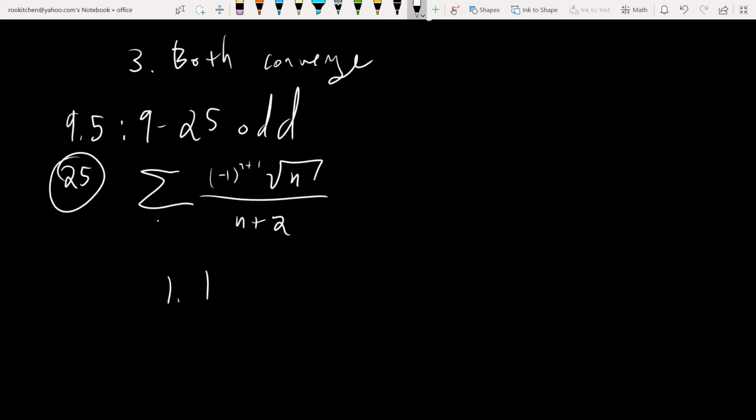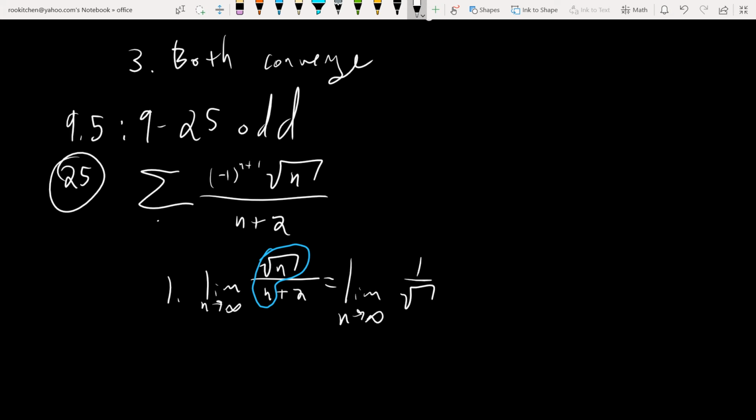The first step is to take the limit of a sub n, which in this case is square root of n all over n plus 2, as n goes to infinity. And then we could do the trick where we just take the high degree terms and take the limit of that. So that's the limit as n goes to infinity of square root of n over n, which is the same as 1 over square root of n for these positive n values. And then that'll just be 0. Right, so that'll just go to 0.